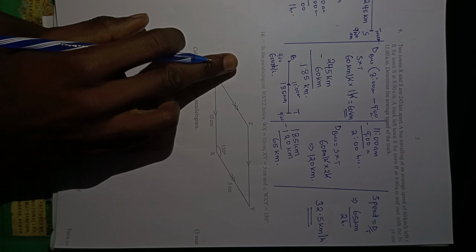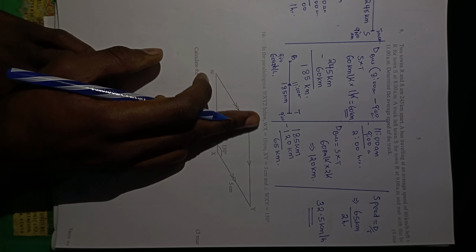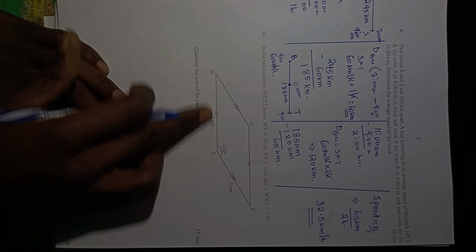And for question number 10, they're saying in the parallelogram WXYZ below, WX is 10 centimeters. So from W to X is 10 centimeters, and then XY is 5 centimeters. Angle WXY is 150 degrees. We are to calculate the area of this parallelogram.